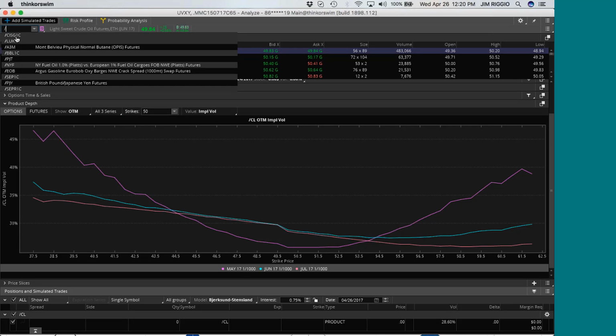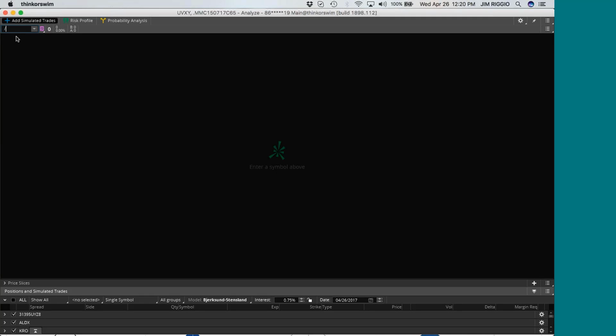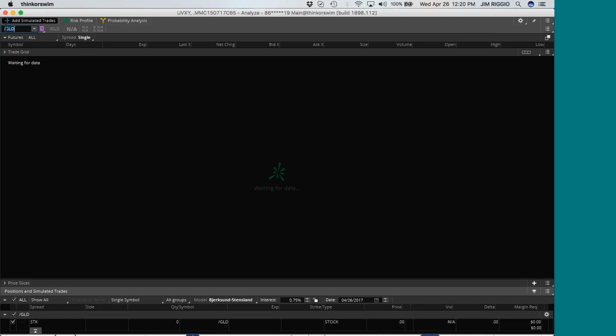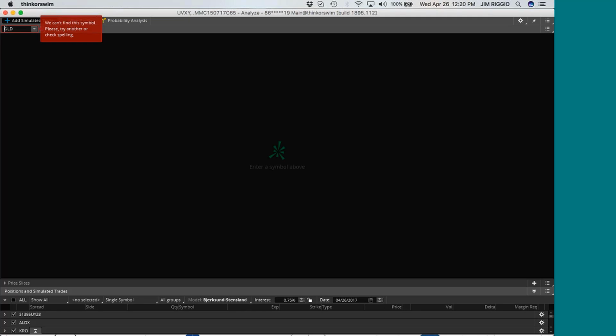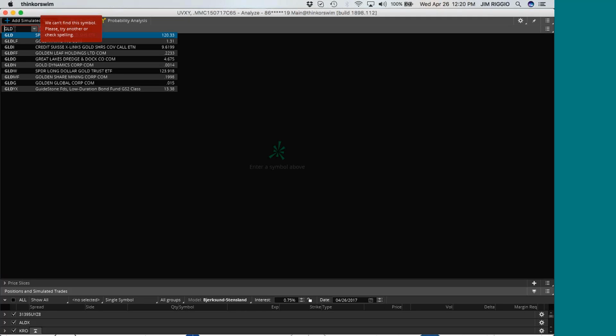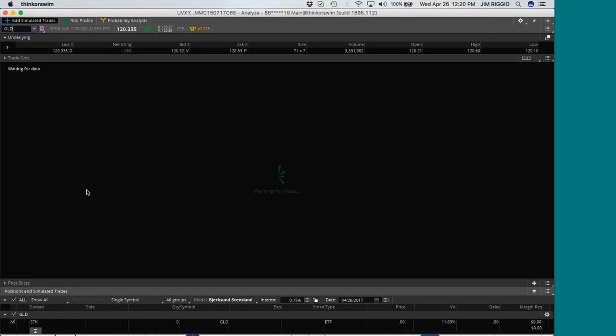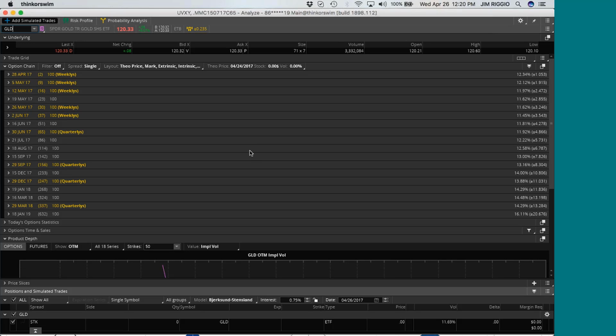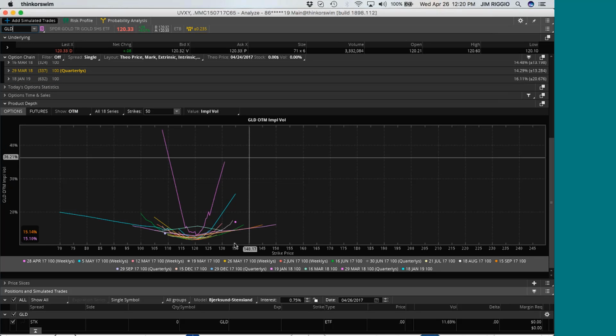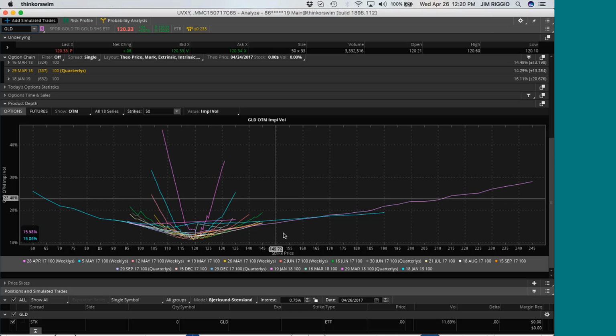Gold is another one. Oh, wrong. I didn't want the D in there. Let me just do GLD without the futures. Okay, it's going to be another one. And again, I can take it out, but you can see here that it's more symmetrical.